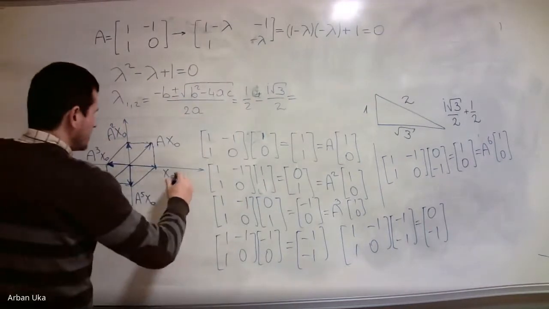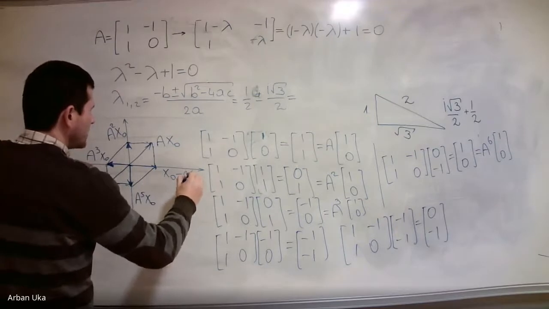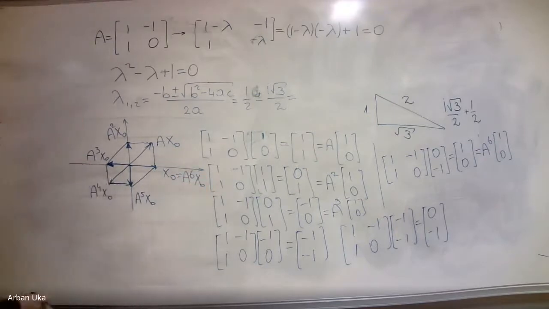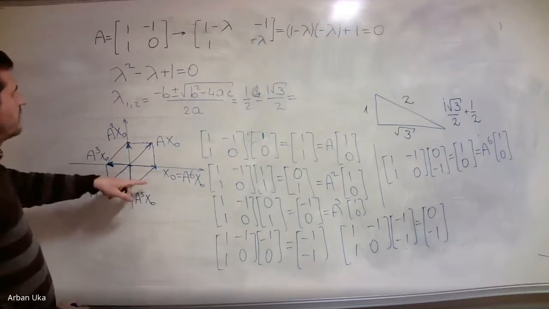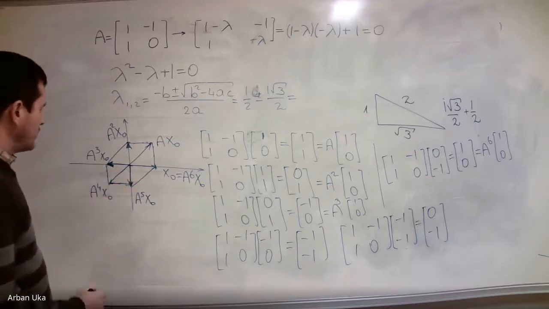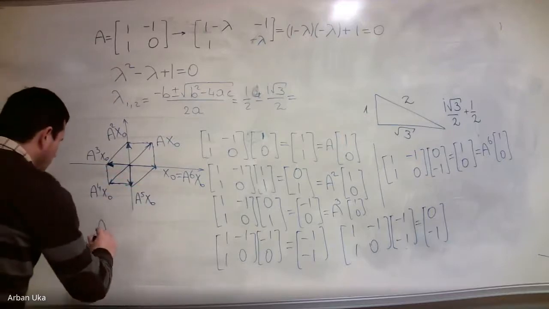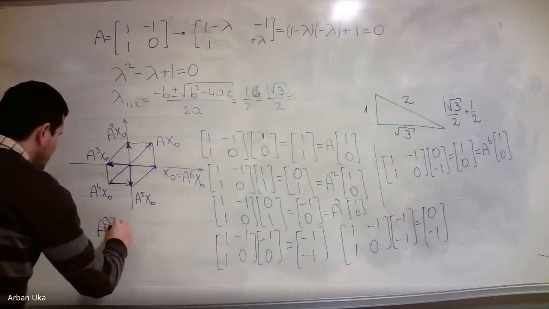So this x0 is equal to a to the power 6 times x0. So what can we take from here? It looks like, in this case, we have a and we have x0. So we can also easily calculate what is a to the power 37 times x0.